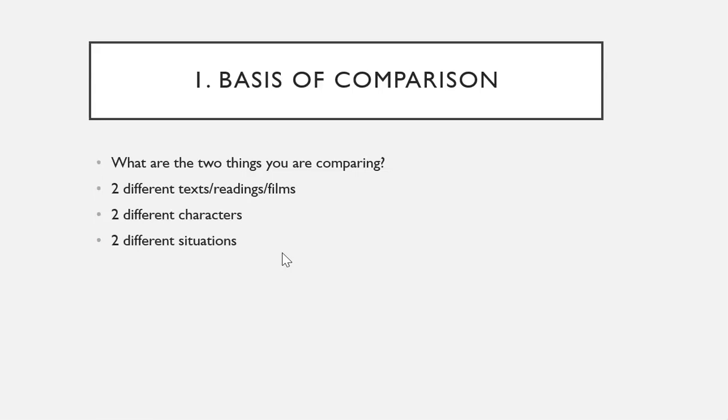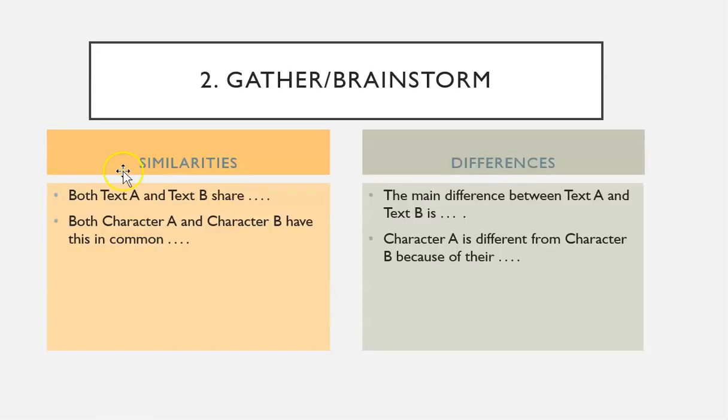Is it going to be characteristics, qualities, time period, ideology, text, whatever it is, you have to decide what two or more things you're going to compare. And then your next step is going to be brainstorming.